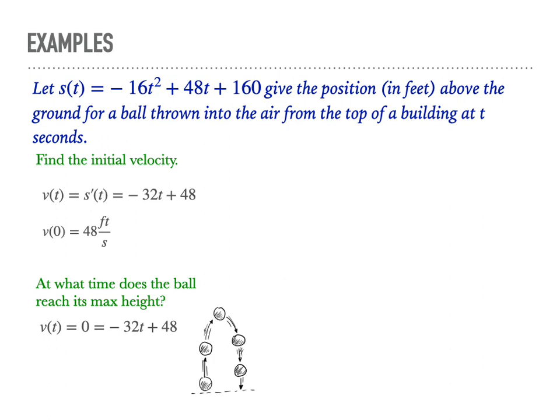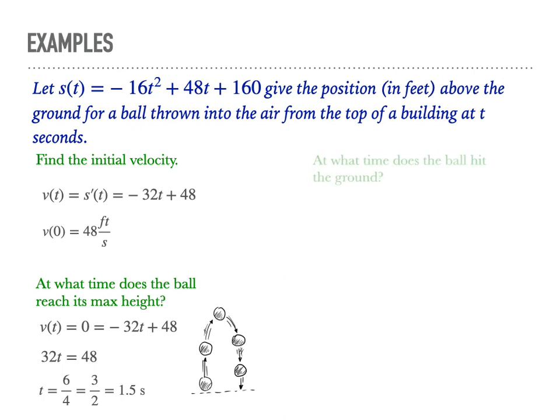Because when we set the velocity function equal to 0, we can essentially find the time where the ball is highest in the sky. Now we get v of t equals 0, which equals negative 32t plus 48. Move 32t to the other side, divide both sides by 32, and we get t equals 1.5 seconds.